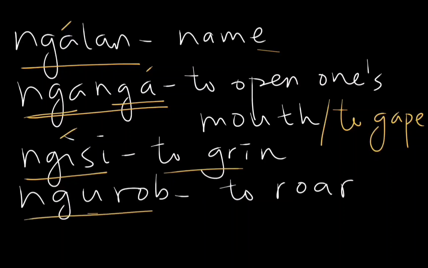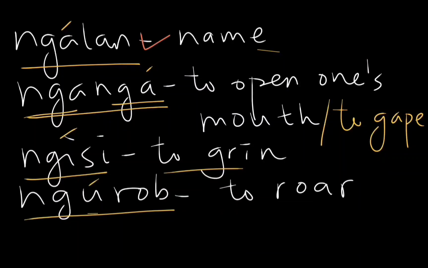Ngurob, meaning to roar. So again, the consonant nga could be followed by the vowel u, making the sound ngu. Ngu, ngurob. Okay, so let's go over these words again to practice. You may repeat after me if you want to.